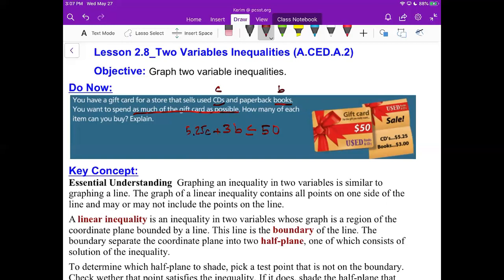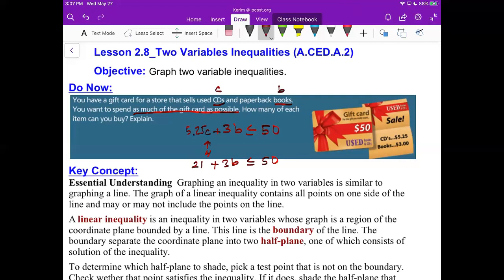For example, I may say I have 4 CDs. If I substitute 4 over here, I may figure out how many books I can buy. So it's going to be $21, because 4 times 5.25 is 21, plus 3B less than or equal to 50. As you see, I start with a default value. Let's say the number of CDs is 4. Because I don't have the second inequality, I'm going to use trial and error or a graphing calculator. I'll tell you that one later on.